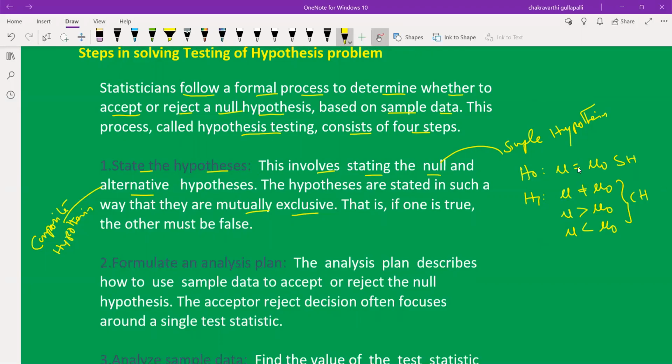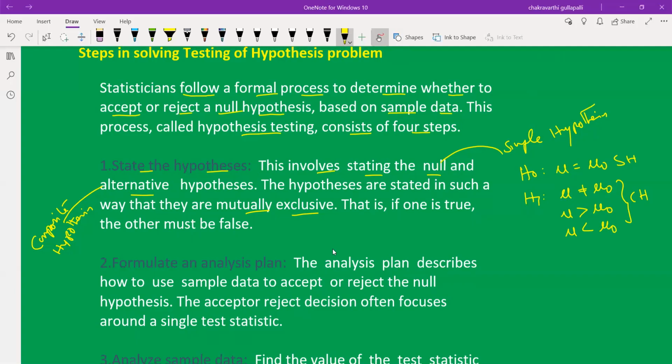Here, sigma square is a known value. Here, the population mean is an unknown value. Using this statement, the formula and procedure, we have to test whether the population mean is equal to some specified value. So this is a simple hypothesis, and the alternative hypothesis is in the form of a composite hypothesis.